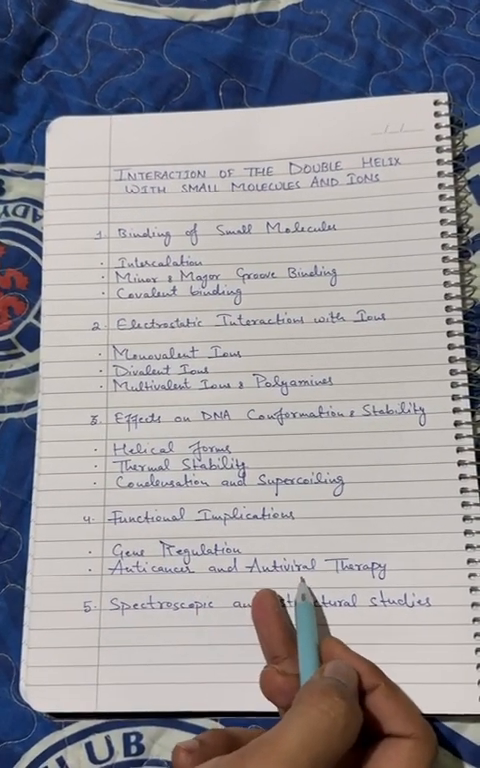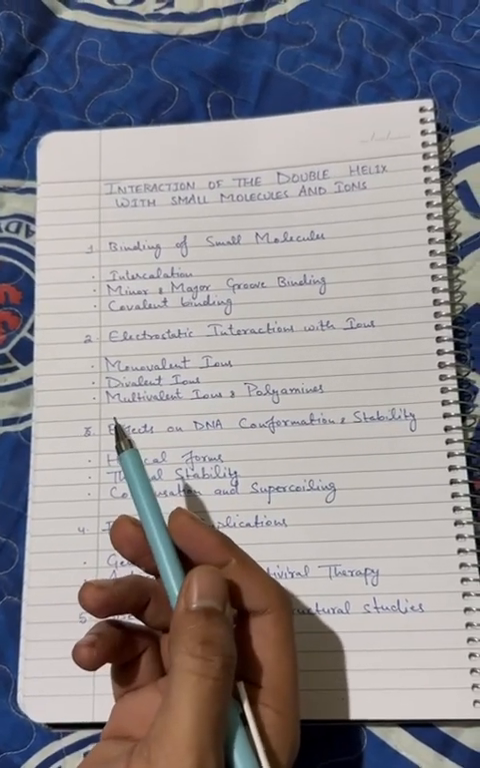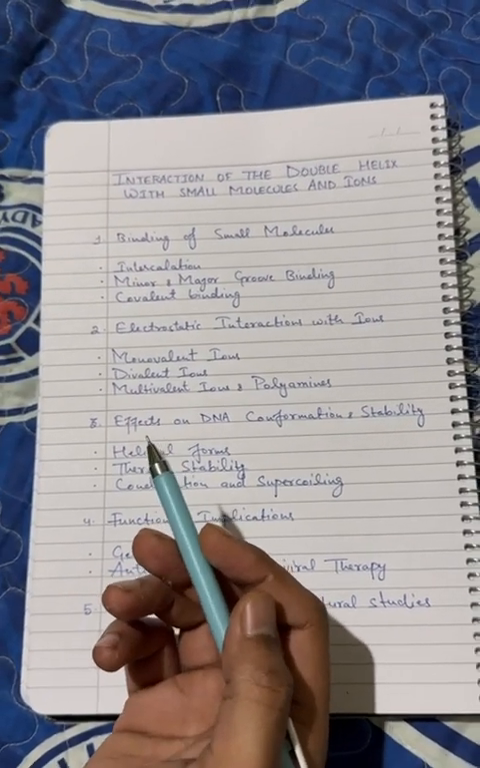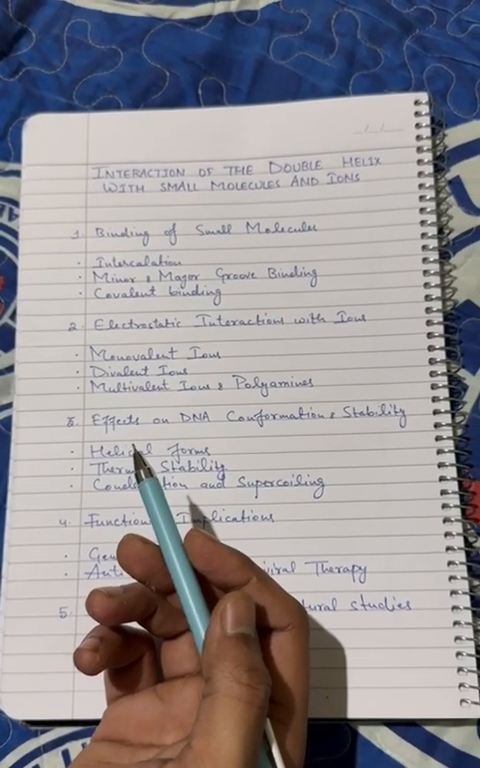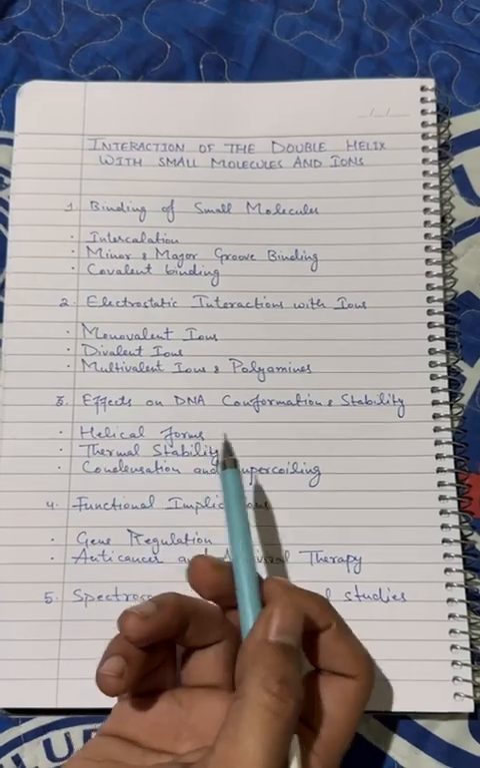Anti-cancer and antiviral therapy. Many drugs are designed to bind to DNA and inhibit crucial cellular processes. For instance, some cancer therapies rely on DNA targeting drugs that prevent replication or induce cell death by damaging DNA.